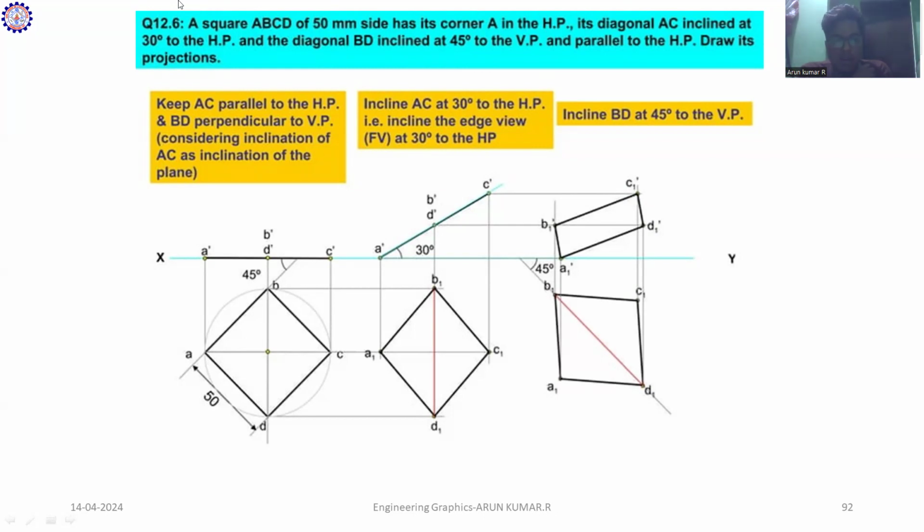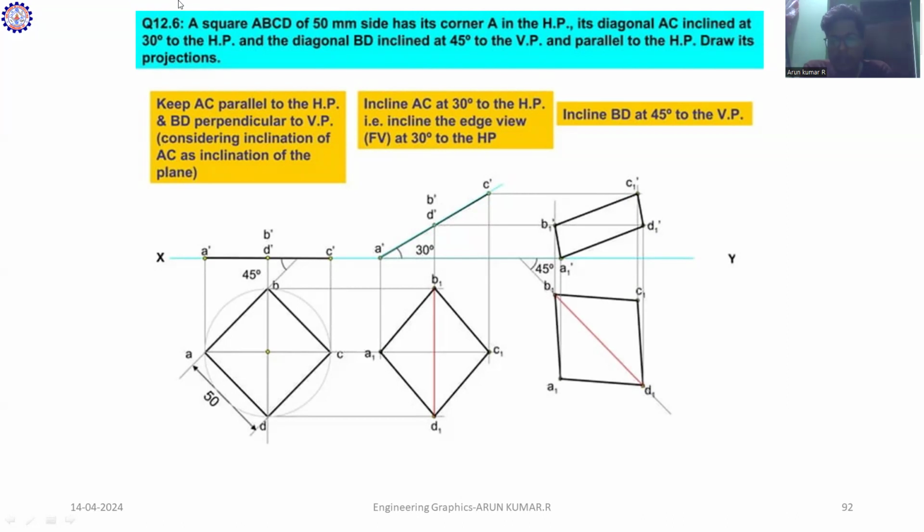Let's consider a square ABCD having a side of 50 mm. Its corner A is in HP. Its diagonal AC is inclined at 30 degrees to HP, and the diagonal BD is inclined at 45 degrees to VP and parallel to HP. Draw its projection.